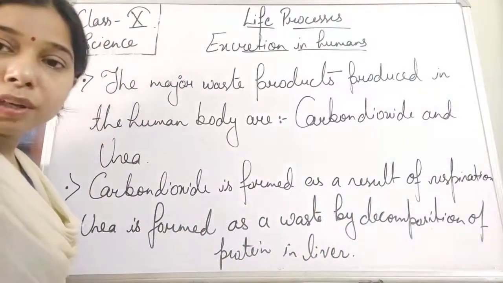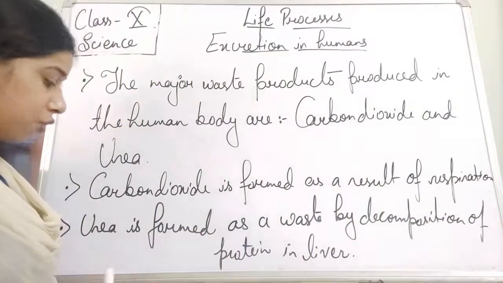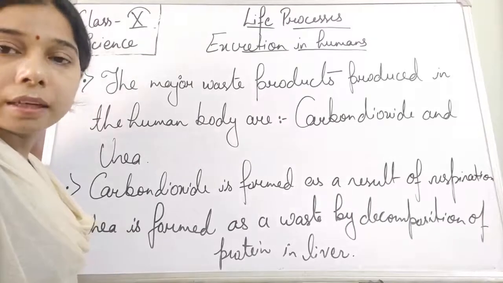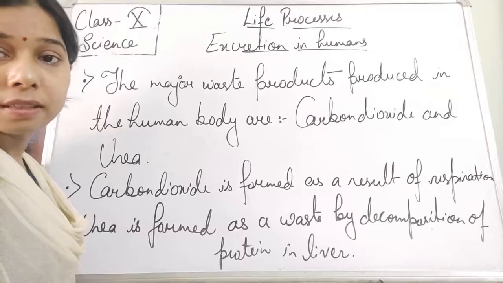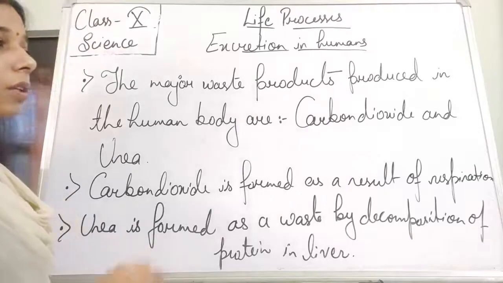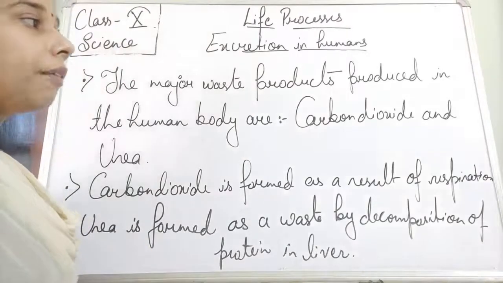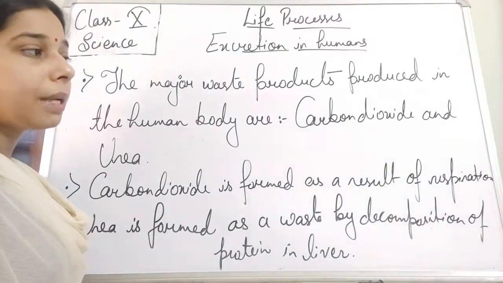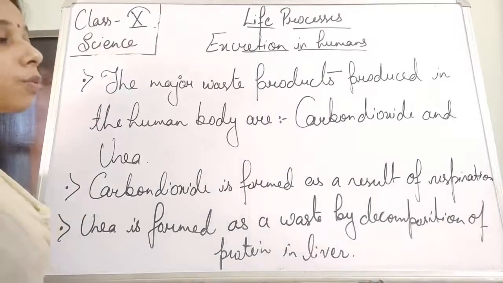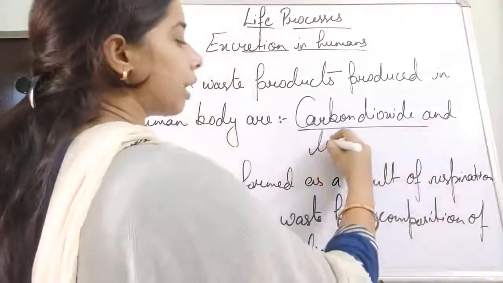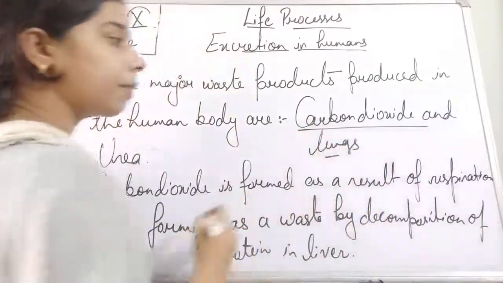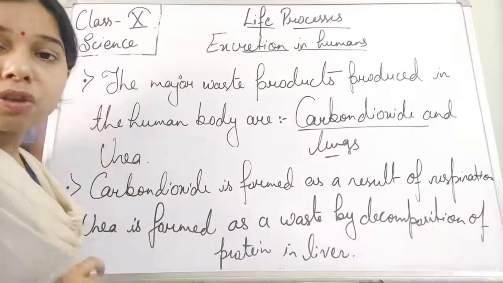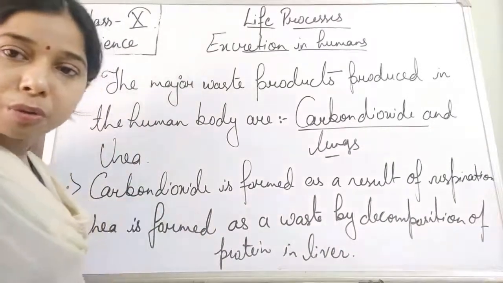So carbon dioxide is formed as a result of respiration. Urea is formed as a waste by the decomposition of protein in the liver. So these are the two waste products. Now if we talk about how the carbon dioxide is removed, we know that it is the lungs which are responsible for removing carbon dioxide from the body. How? We take in oxygen. Now this oxygen reaches each and every cell.